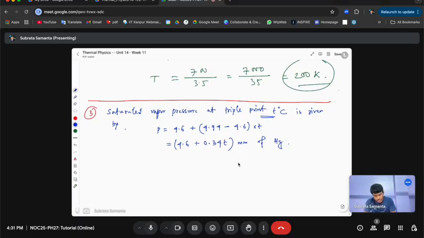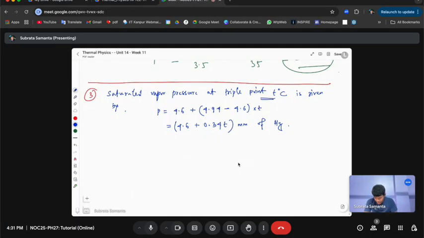So this is the saturated vapor pressure at the triple point, right? So, decrease in pressure at the triple point due to change in temperature. So let's say this is your step 1, step A, and this one is B. In step A, are there any questions? Okay, if you have any questions, you can raise them in the meantime.